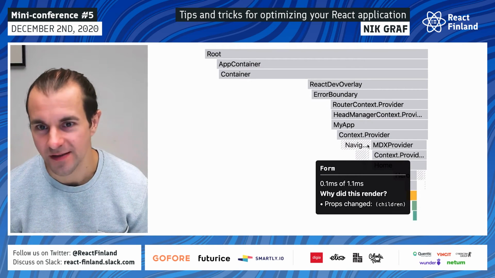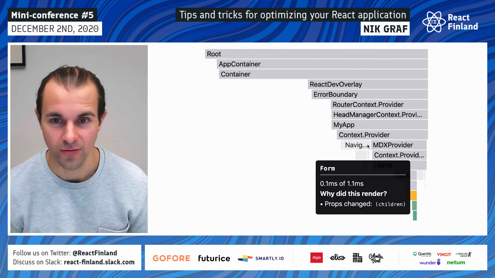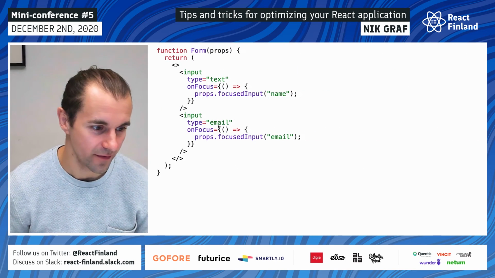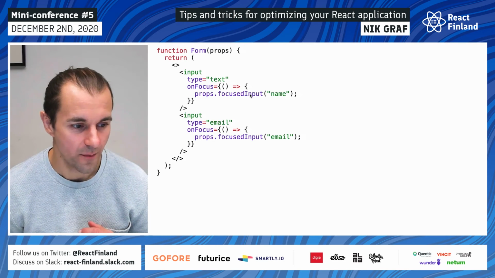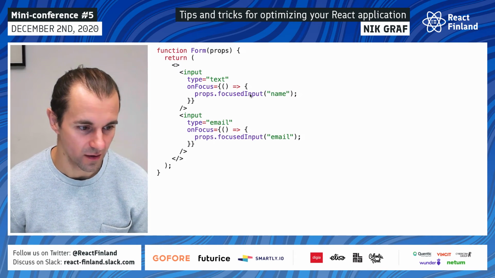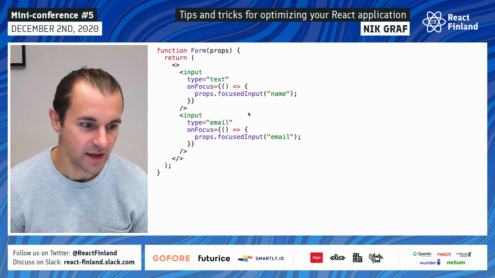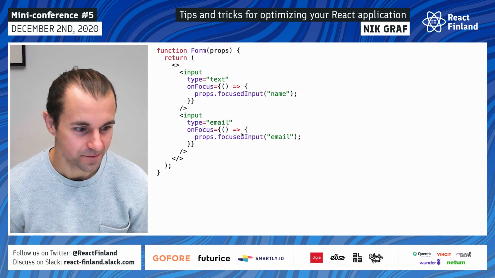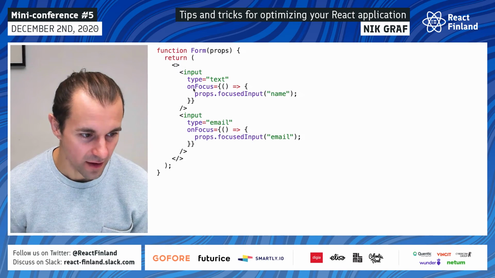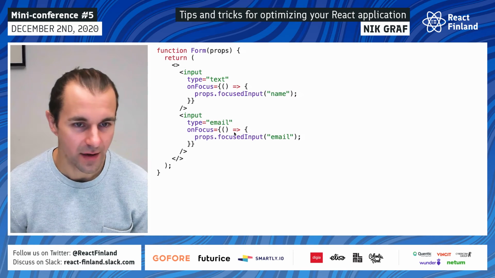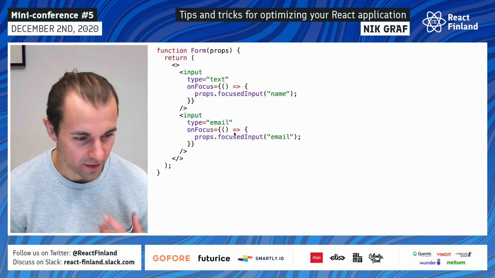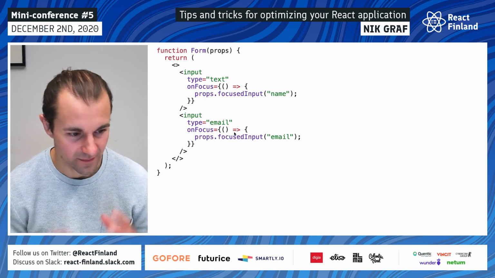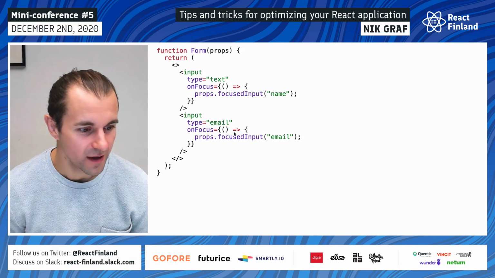So let me give you two examples of how you could do that. One example would be if you have this form and you have this situation where you want to pass the information to the parent, like which of the fields was focused. So basically every time on focus, you pass the name of the field. This is a very made up example, but I wanted to come up with something simple and not take something out of context that is really large.